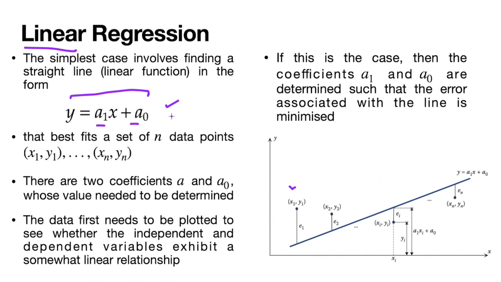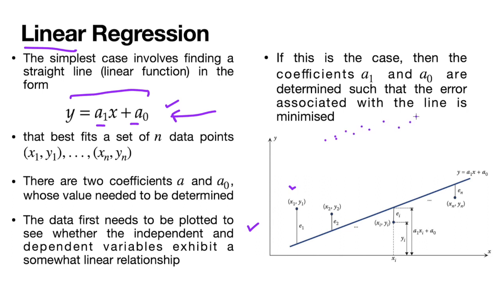I think all of you must be familiar with this equation, that a straight line can be represented using this general form, where a1 and a naught can differ. So the data first needs to be plotted, then see whether the independent and dependent variables exhibit a somewhat linear relationship. If this is the case, then the coefficients a1 and a naught are determined such that the error associated with the line is minimized. So first we can plot the data and see if there is some kind of linear relation available.